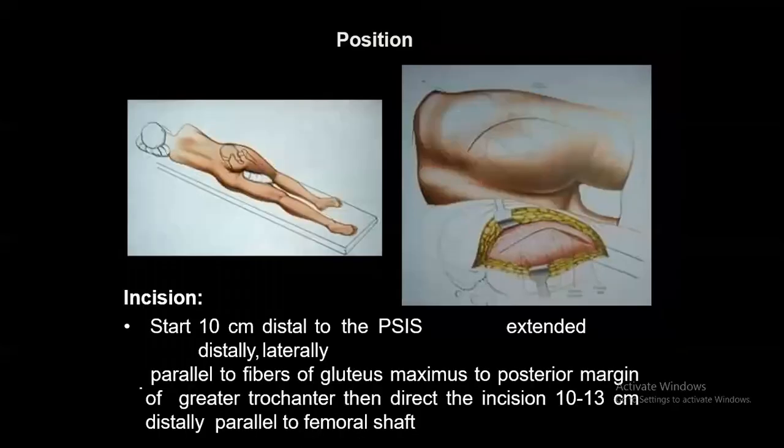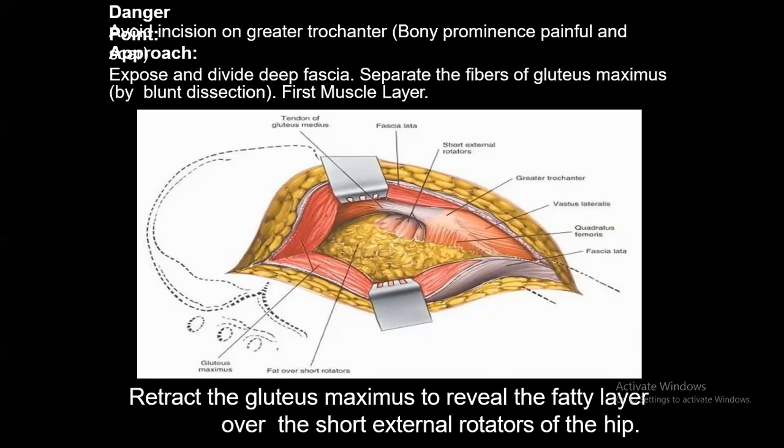Incision: start 10 cm distal to the posterior superior iliac spine, and extend distally and laterally, parallel to the fibers of the gluteus maximus, to the posterior margin of the greater trochanter. Then direct the incision 10 to 13 cm distally parallel to the femoral shaft. Expose and divide the deep fascia, and separate the fibers of the gluteus maximus by blunt dissection, the first muscle layer. Retract the gluteus maximus to reveal the fatty layer over the short external rotators.